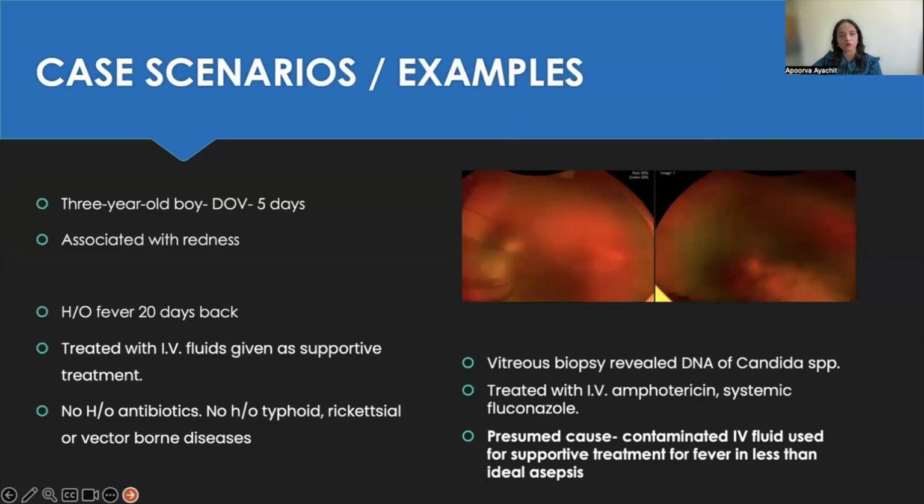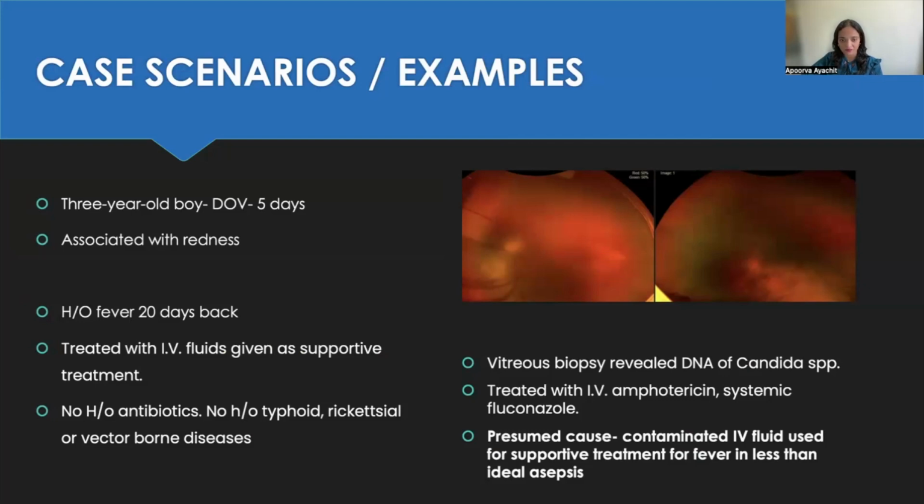This is a 3-year-old boy who came with diminished vision for 5 days associated with redness. There was a history of fever 20 days back and also 5 months back, which were both treated with IV fluids given as only supportive treatment. There was no history of typhoid, rickettsia, or any vector-borne diseases, and no history of antibiotic usage.